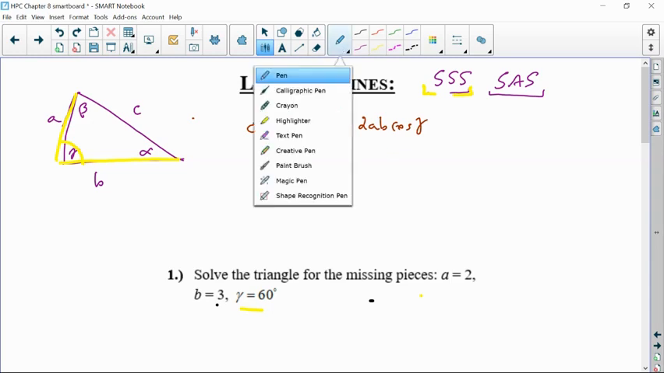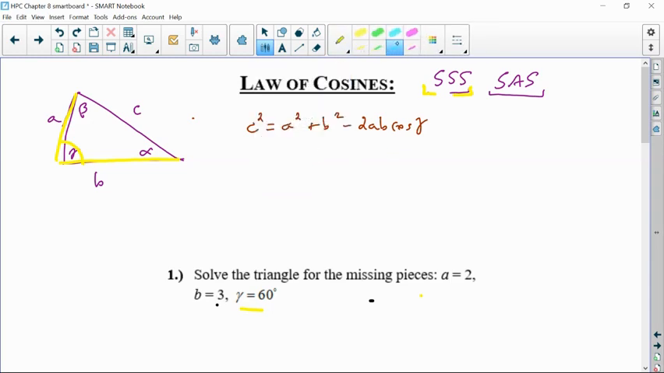What I want to emphasize is that the side that you don't know, so this side here, is always opposite the angle that you do, whether they're called C and gamma, whether they're called A and alpha, or whether they're called B and beta.